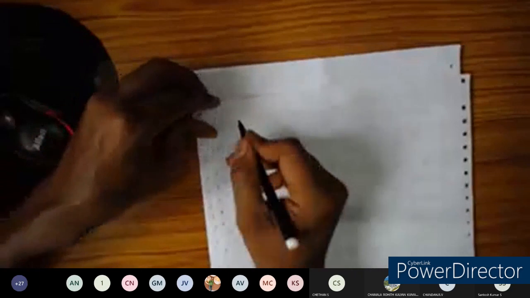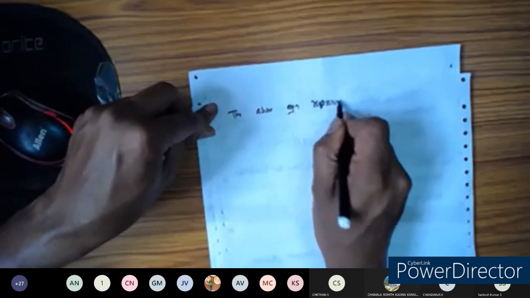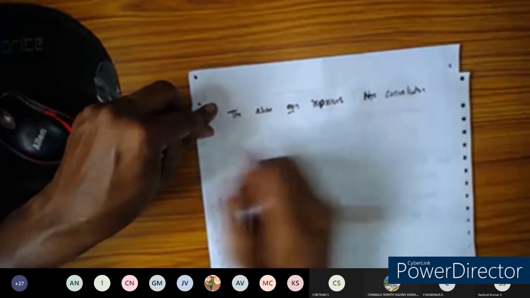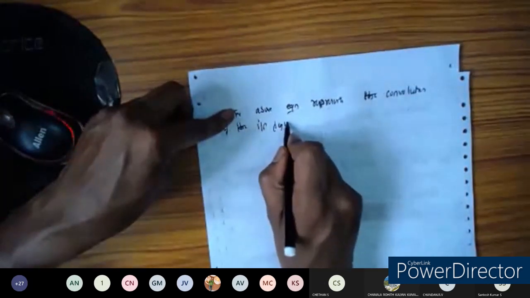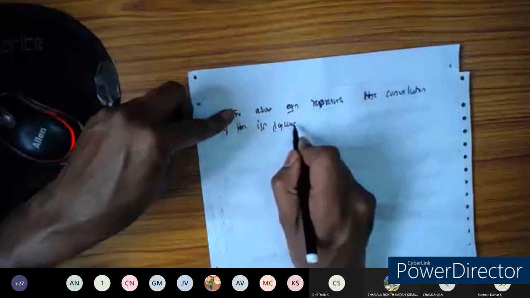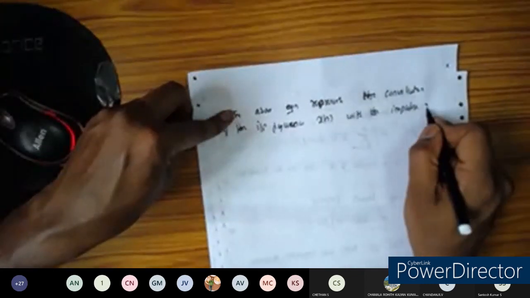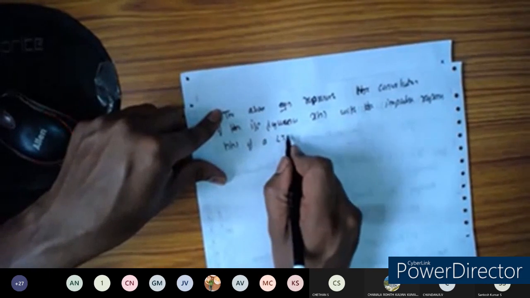So the above equation represents the convolution of the input sequence x of n with the impulse response h of n of an LTI system.